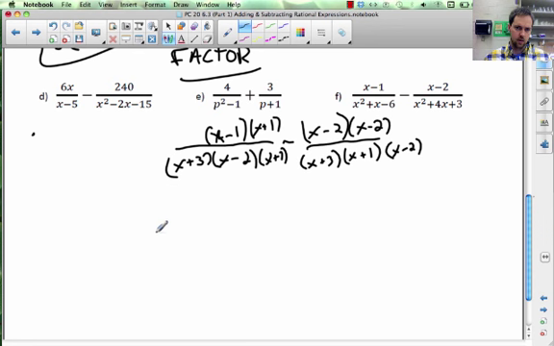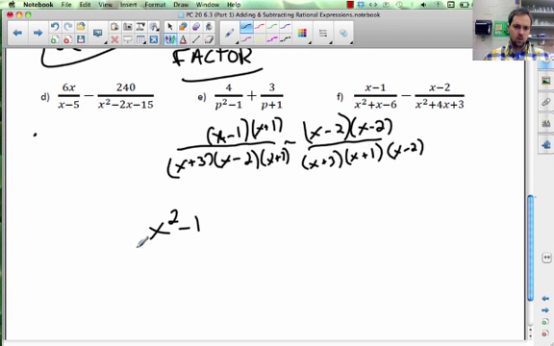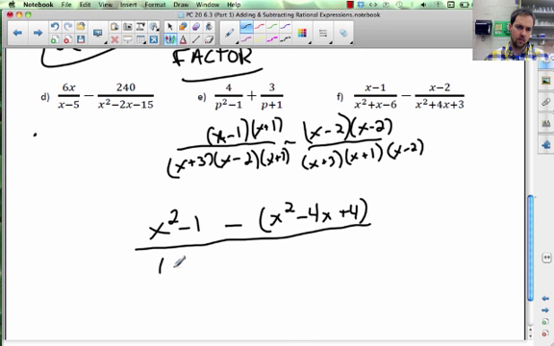The numerator, x minus 1 times x plus 1, will give us x squared minus 1. And we are going to subtract the product of these two, which is x squared minus 4x plus 4. And these will all be over the common denominator of x plus 3 times x minus 2 times x plus 1. So it's a big gross mess.